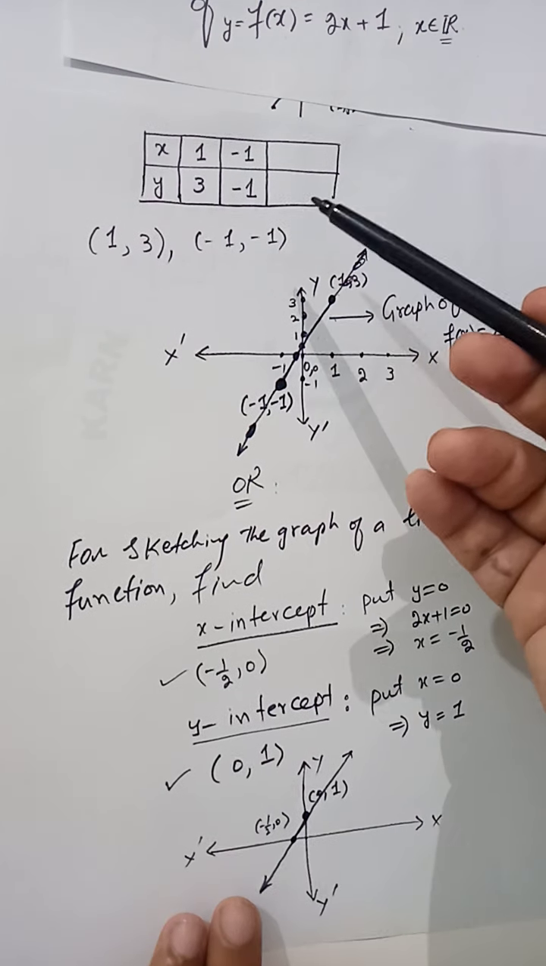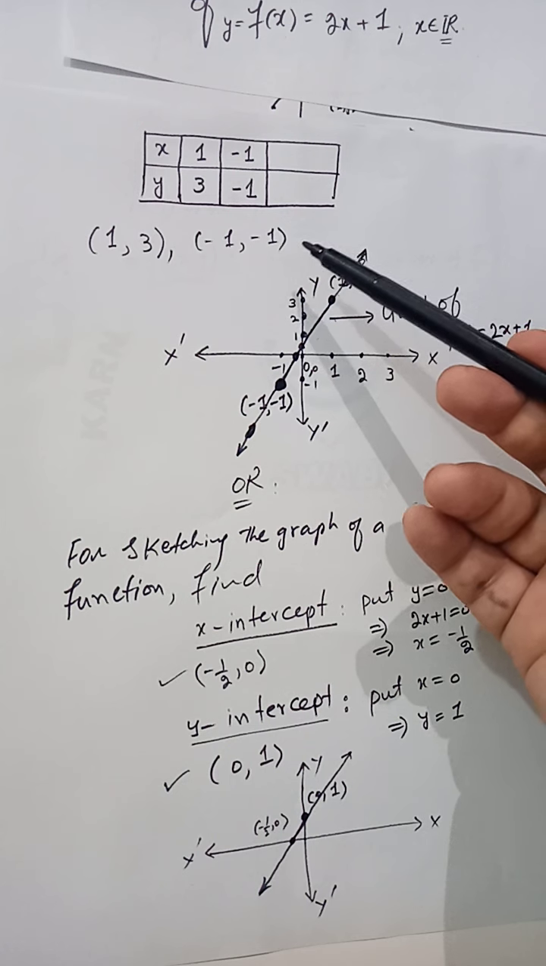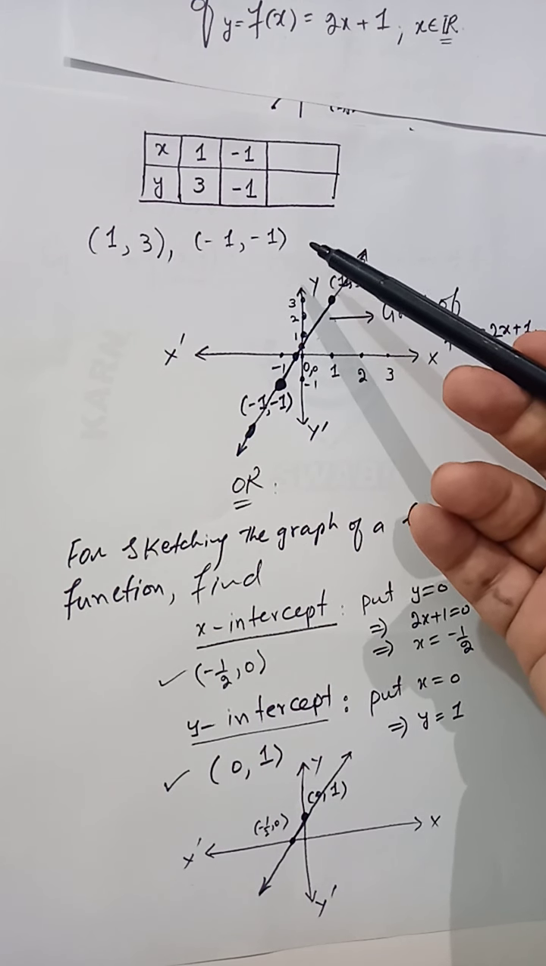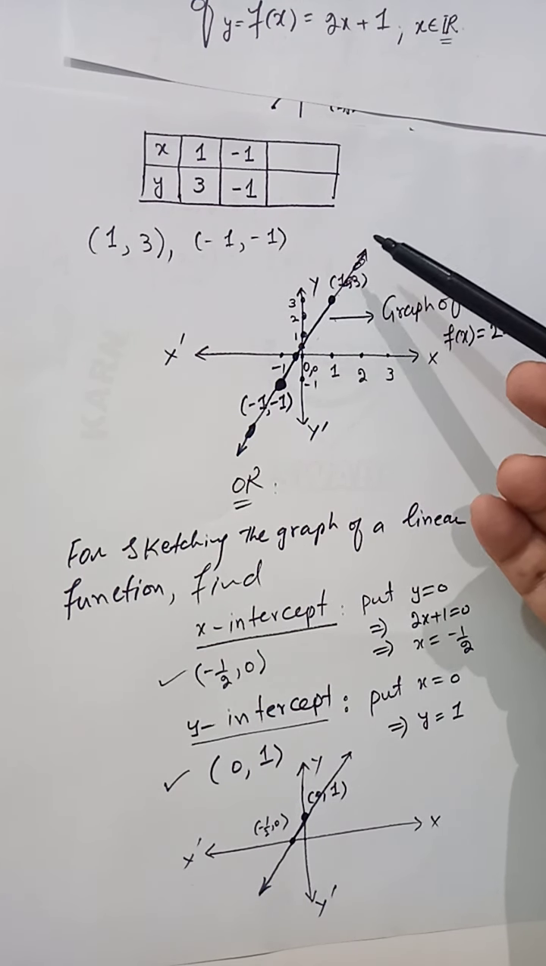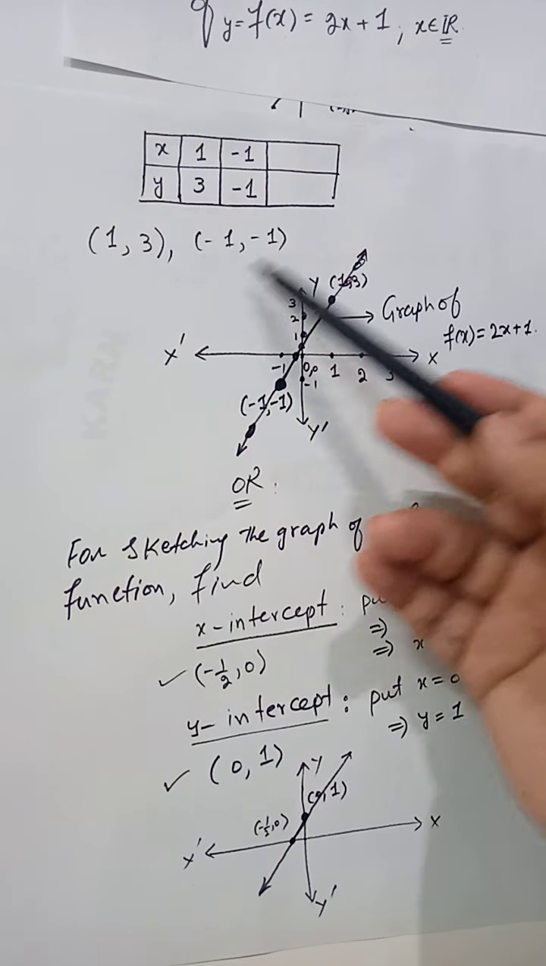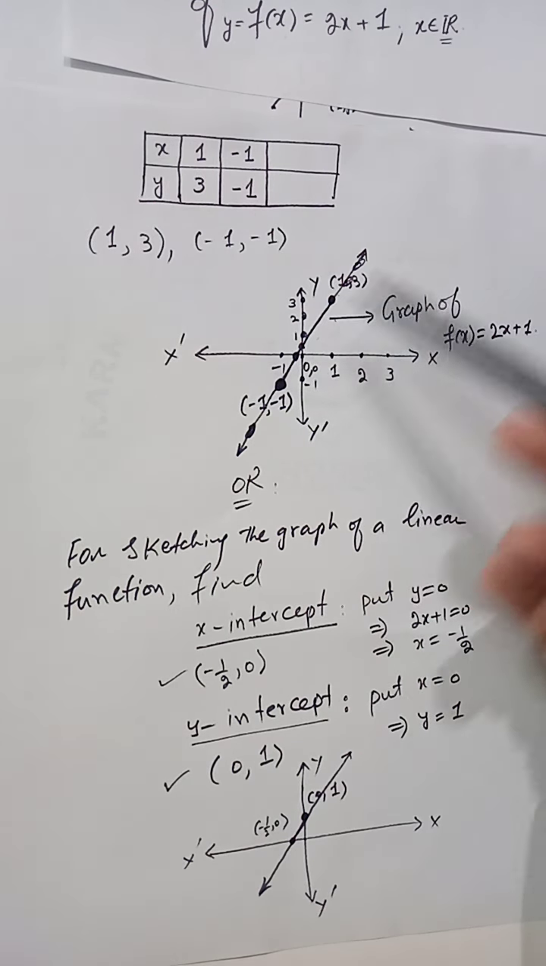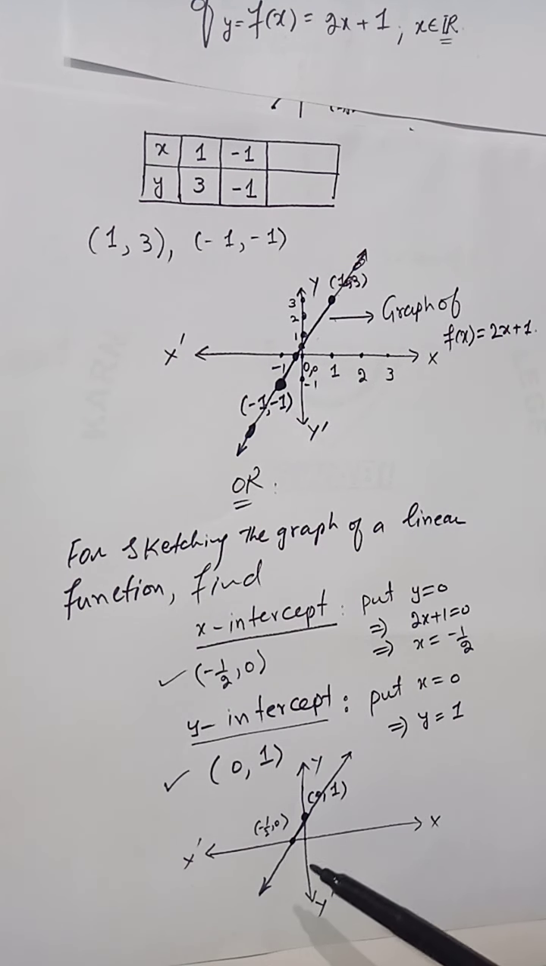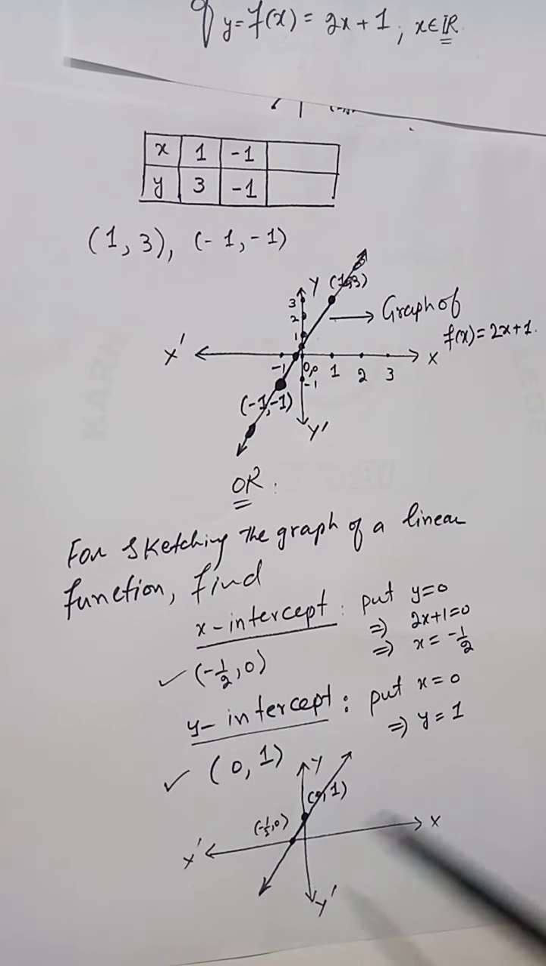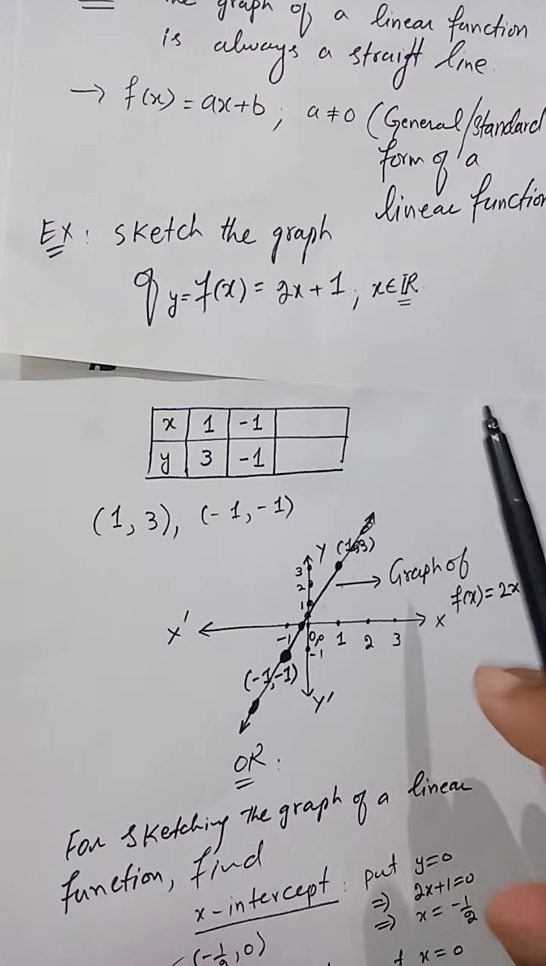In a table, it's your choice to find 10 ordered pairs, 20 ordered pairs, 4 ordered pairs, or 5 ordered pairs, but the minimum requirement is 2 ordered pairs. Plot those 2 ordered pairs and draw the graph, or find the 2 intercepts and pass the line through them. So this is your way to sketch the graph of a linear function.